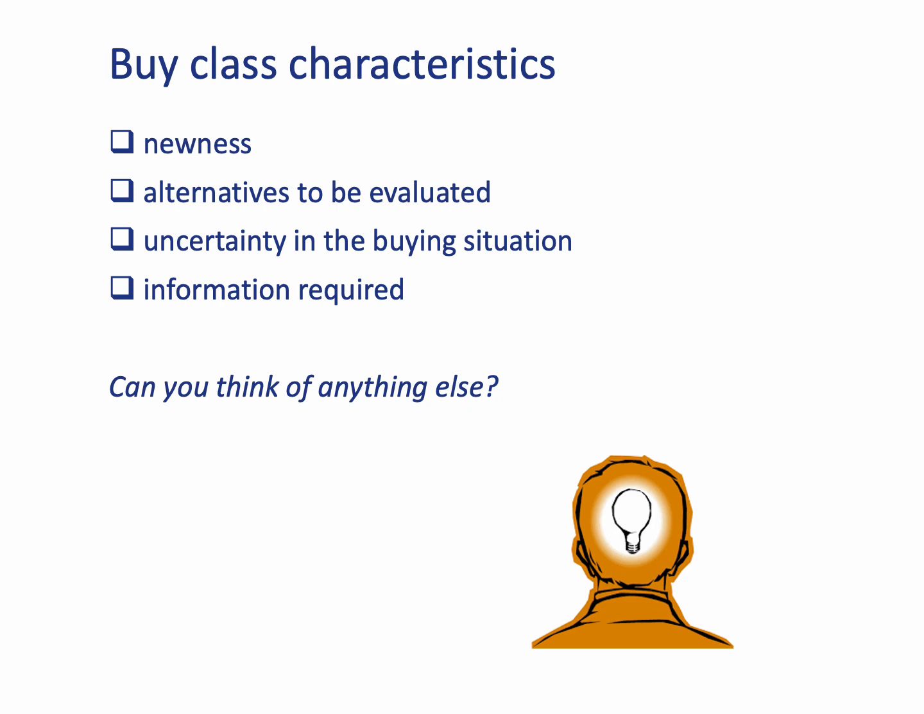characteristics. One of them is newness, or in other words, how familiar or unfamiliar the product or service is to the buyer. The other characteristic, how many alternatives can and should be evaluated. The third characteristic, how much uncertainty is involved in the buying situation. And finally, how much information is required to make the buying decision. So these are broadly the characteristics. Absolutely no need to memorize that, but just something to understand, because based on these characteristics, we classify into different types of buy classes. So let's now discuss the different types of buy classes.